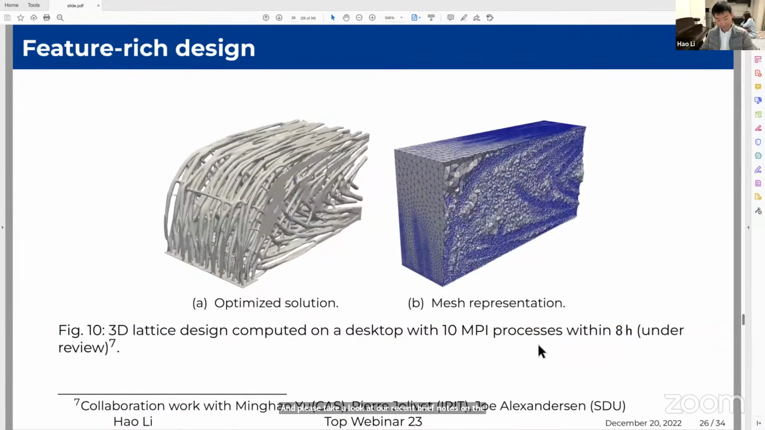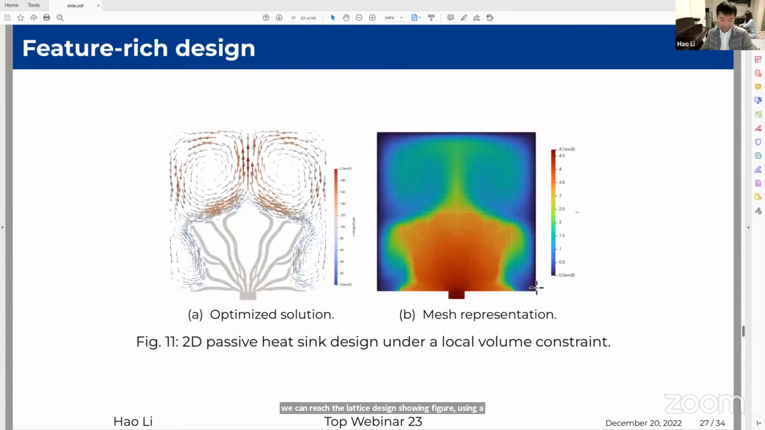The second extension is about high resolution and feature-rich design. We impose local volume constraints realized by a PDE filter together with the distributed mesh adaptation. And then we can reach the lattice design shown in the figure using a desktop within 8 hours. And also we can extend this idea to the thermal fluid problem as well, so that we can reach such bifurcated branch-like structures as shown in these slides.